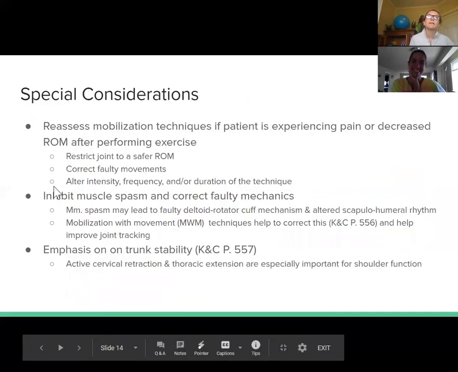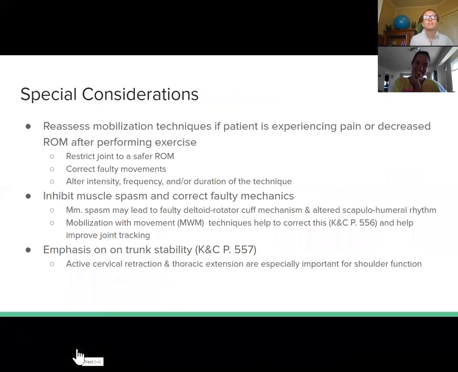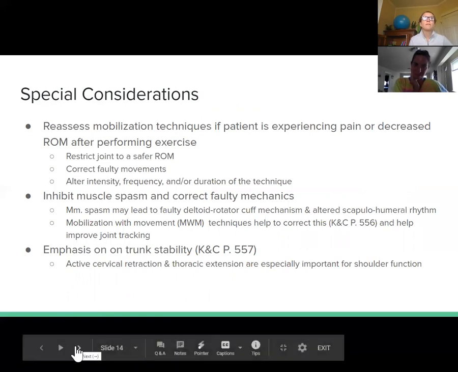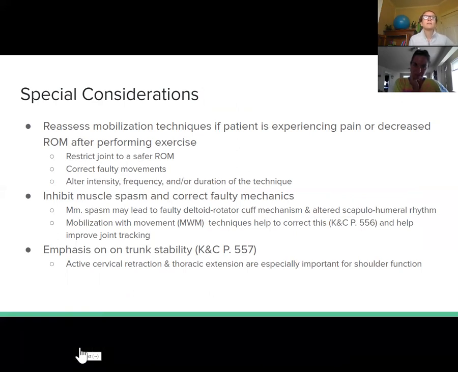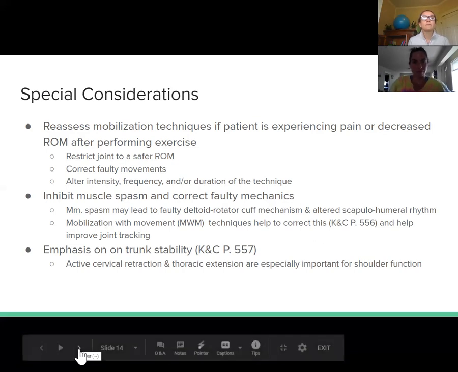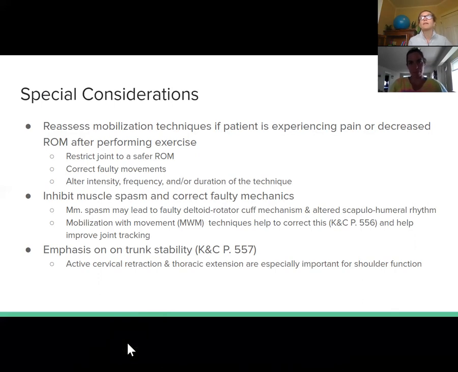Special considerations. We want to reassess mobilization techniques if a patient is experiencing pain or they're getting decreased range of motion after we perform the exercise or the mobilization technique. We can do this by restricting the joint to a safer range of motion, correcting the faulty movements, and altering intensity, frequency, and/or duration of the technique. We also want to inhibit muscle spasm and correct faulty movements because muscle spasms can lead to faulty deltoid rotator cuff mechanism as well as an altered scapulohumeral rhythm.